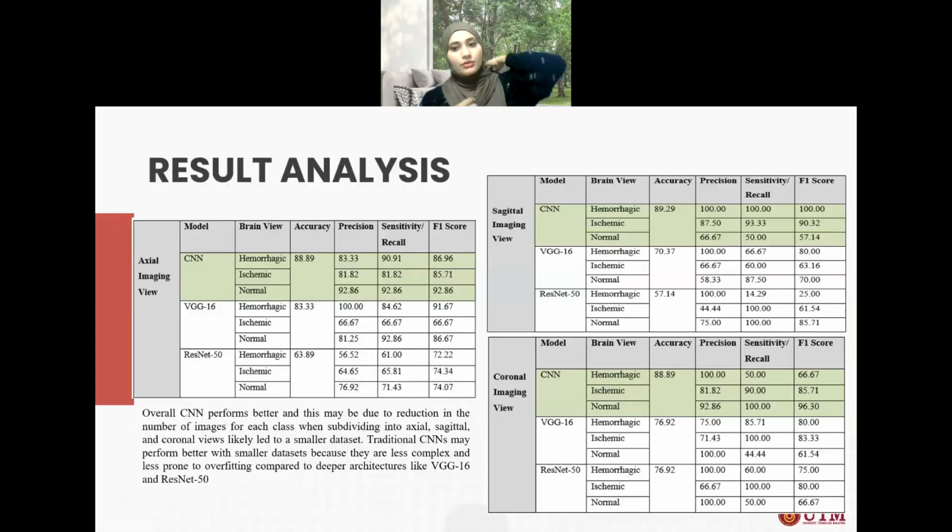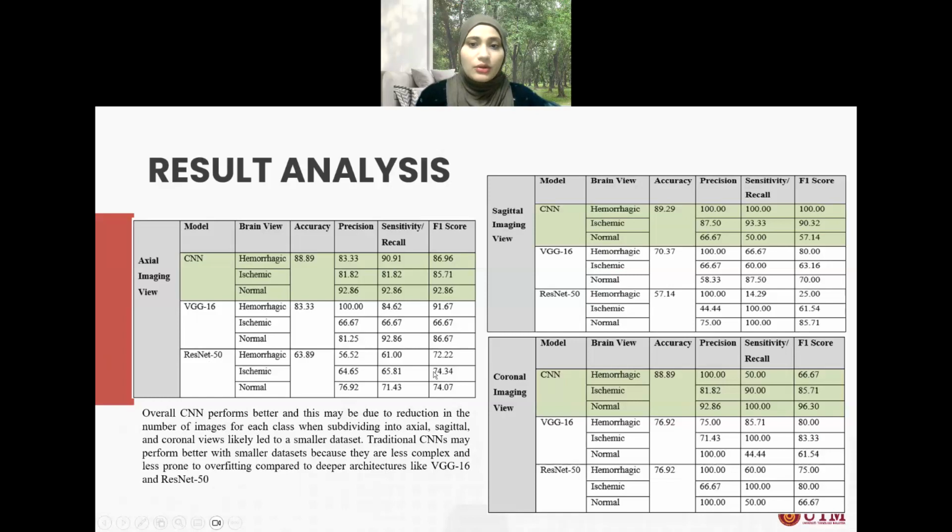Okay, this goes for the axial. When we did the axial, sagittal, and coronal, with normal CNN, VGG, and ResNet 50, all of them show the highest accuracy with CNN. CNN performs better in axial, sagittal, and coronal because the reduction in the number of images for each class, from subdividing into these imaging views, likely led to a smaller dataset. Traditional CNNs may perform better with smaller datasets because they are less complex and less prone to overfitting compared to deeper architectures like VGG16 and ResNet 50.